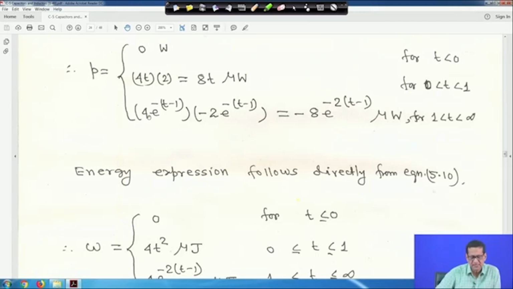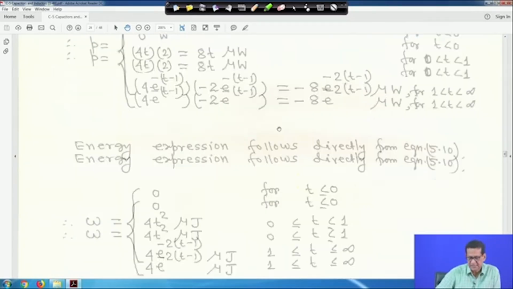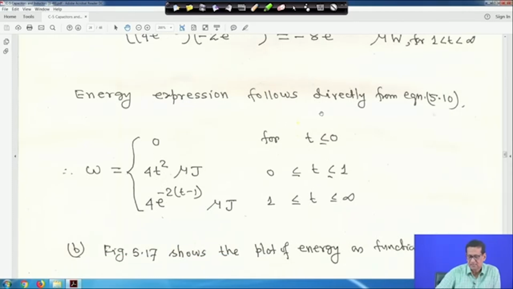And similarly, for the last one you will get 4 e to the power minus (t minus 1), that is your v(t), into the current, minus 2 e to the power minus (t minus 1). If you just multiply, it will be minus 8 e to the power minus 2(t minus 1), and this is microwatt for t greater than 1 and less than infinity. This is the power.